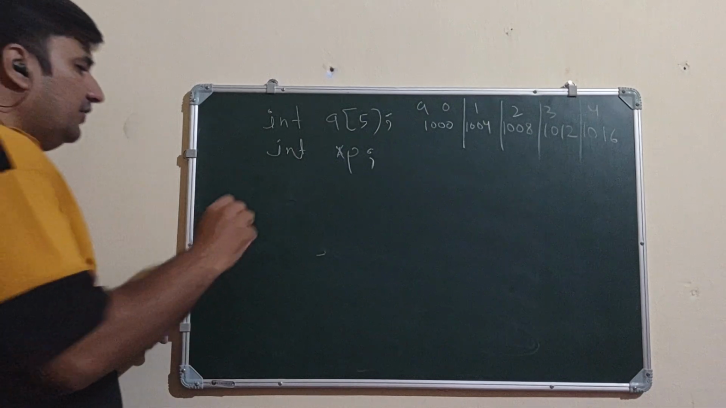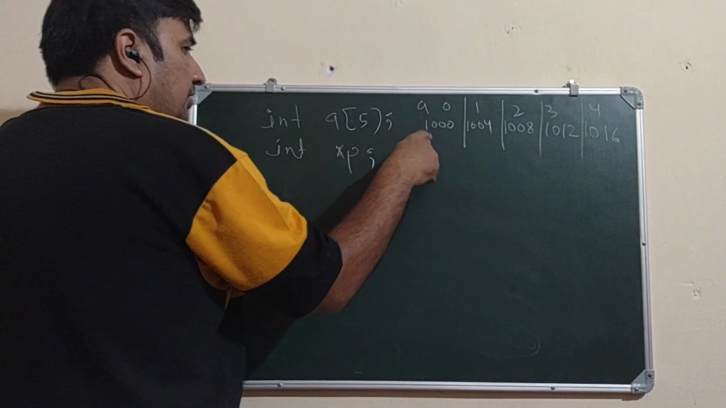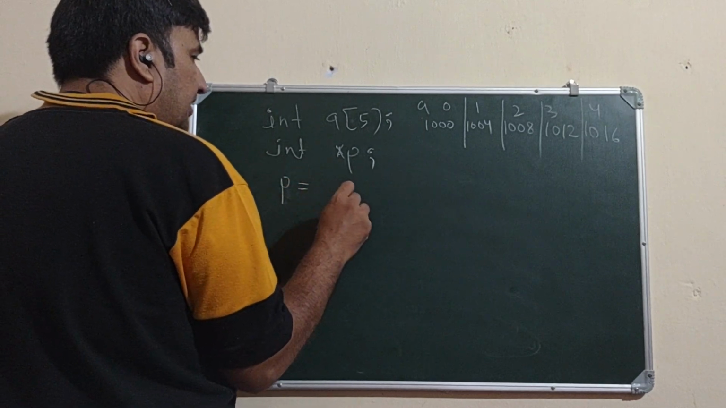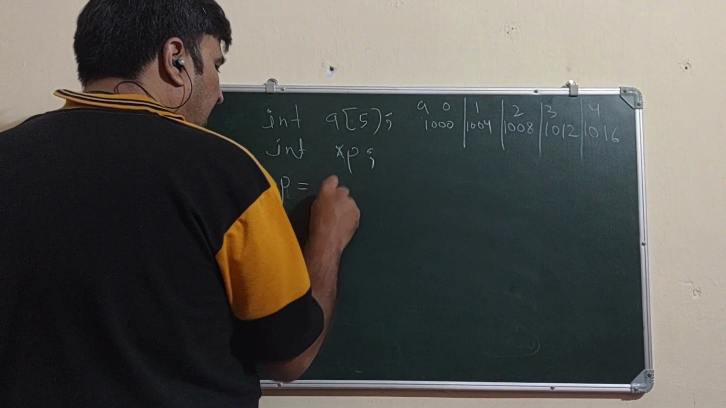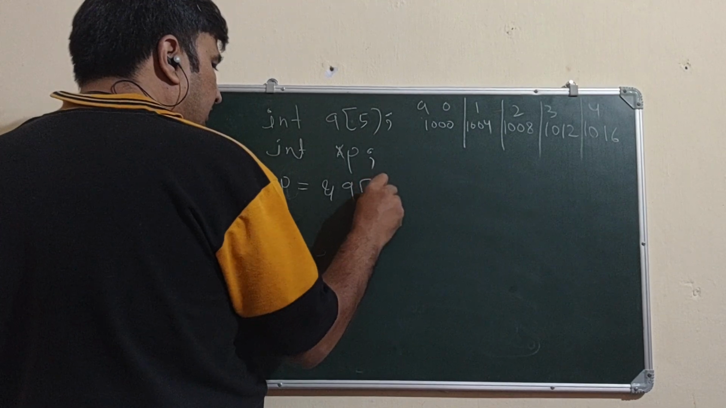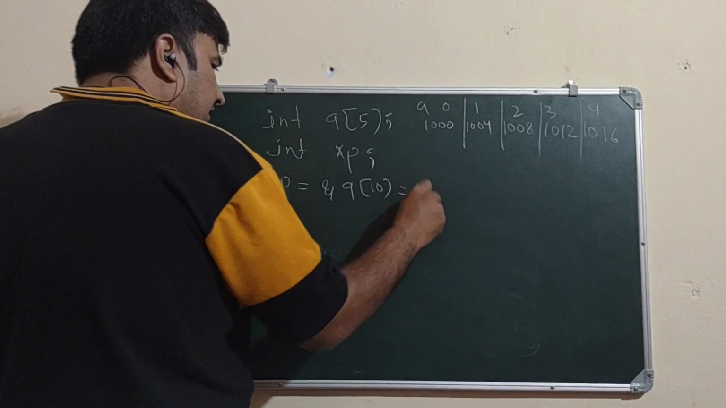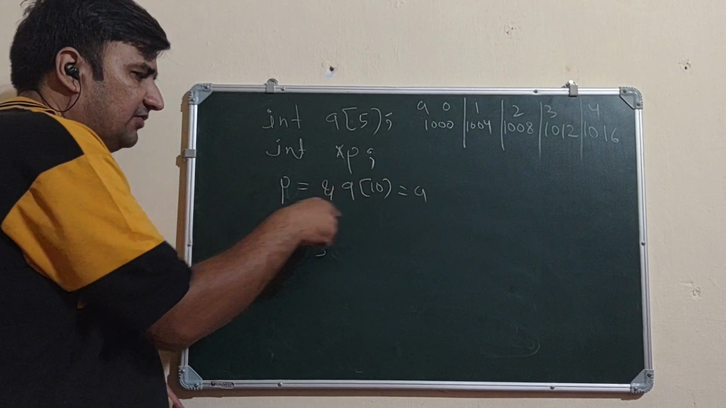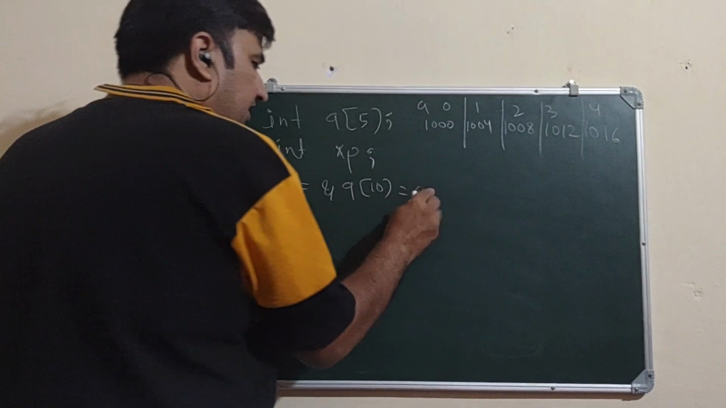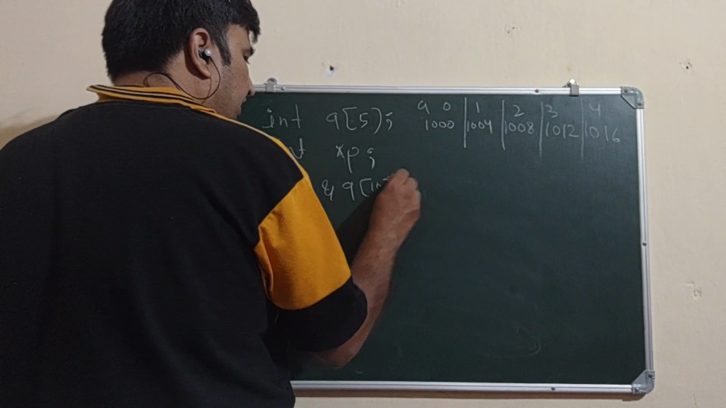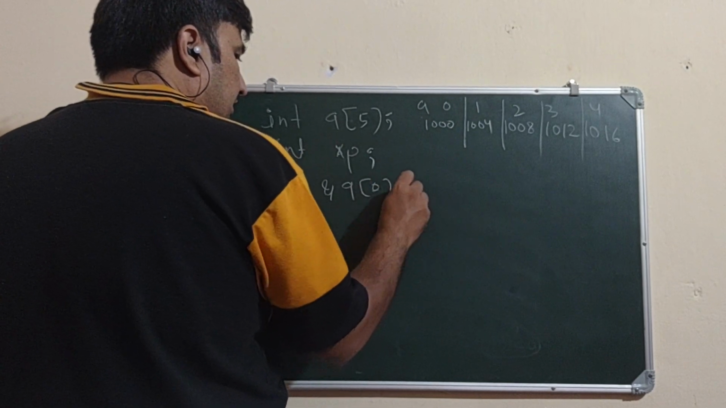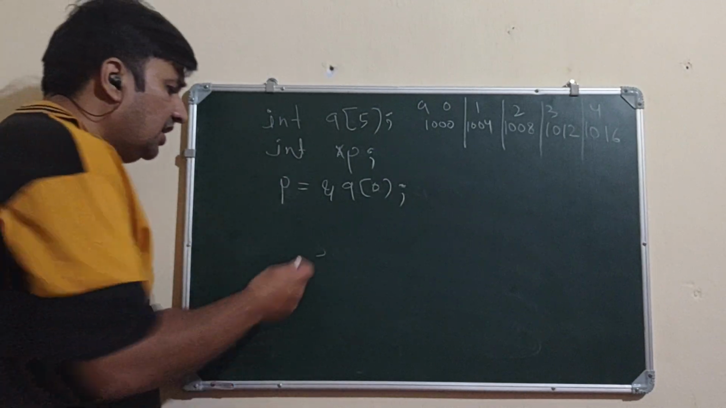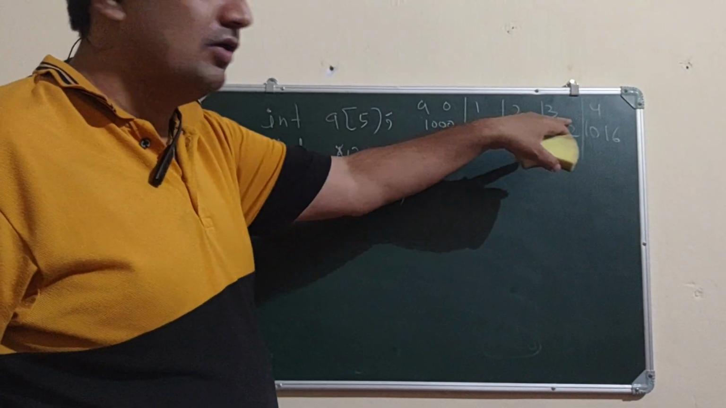Okay. So now if I want to point it to the first element of the array, what I will do is write p equals to &a[0], and even if I write a, this a will be translated in this format and then it will be pointed to a. So even if I write a or &a[0], sorry, both are equivalent.